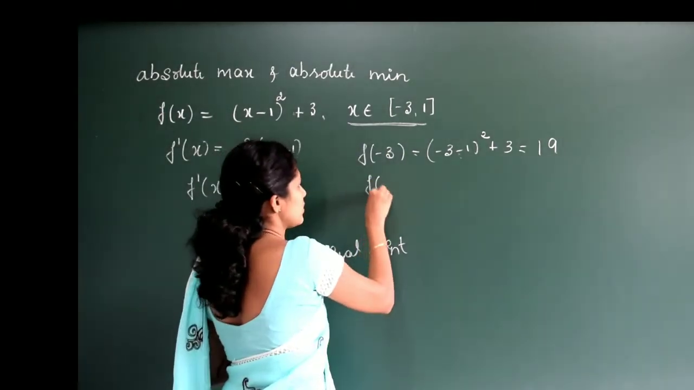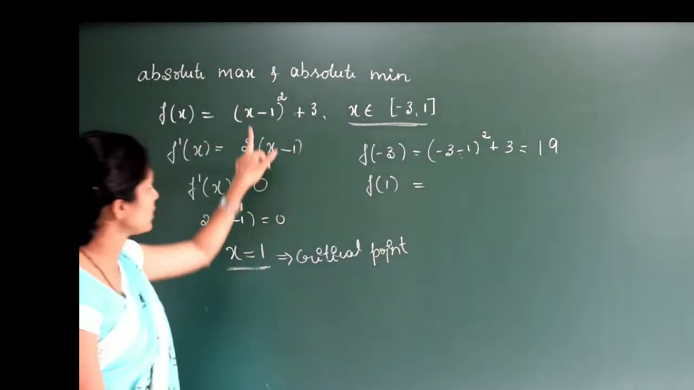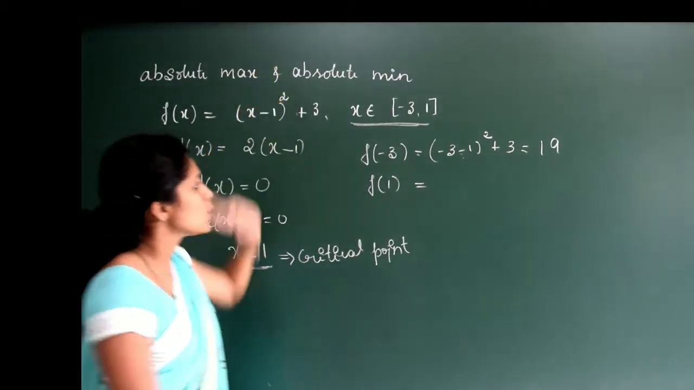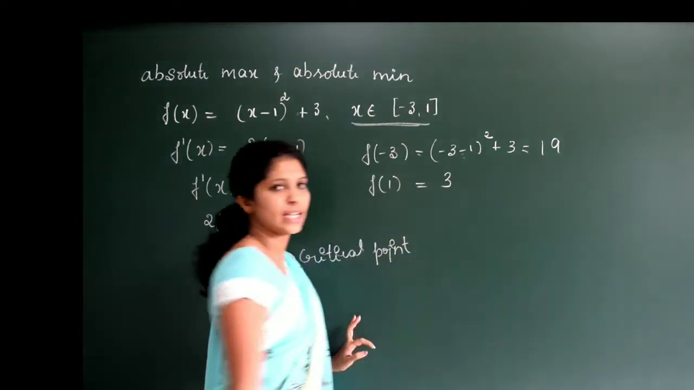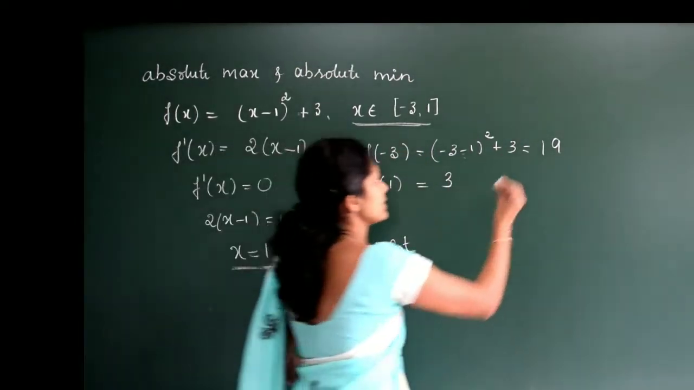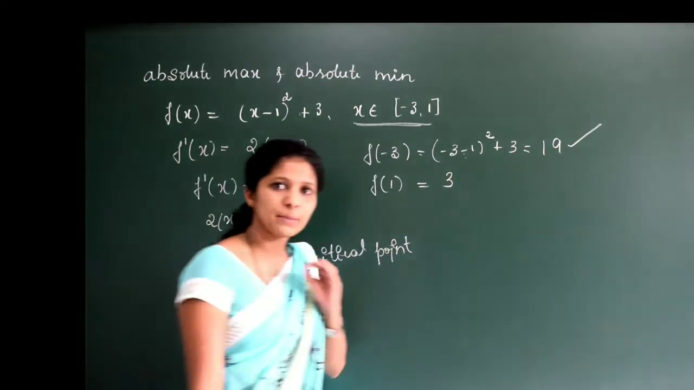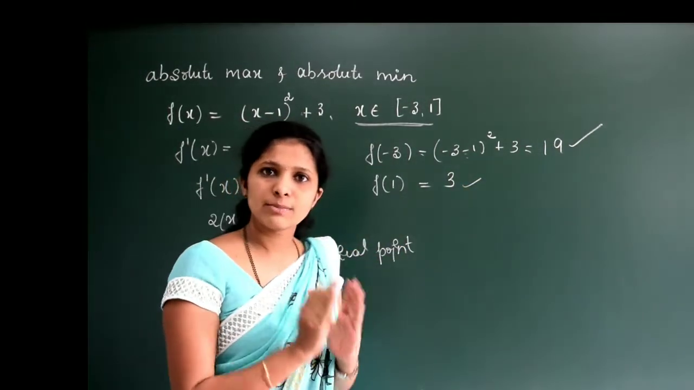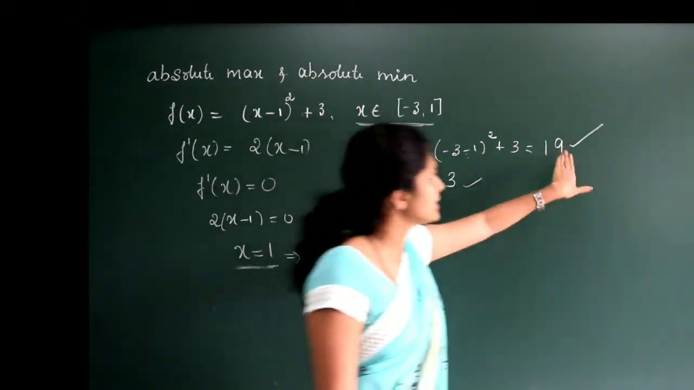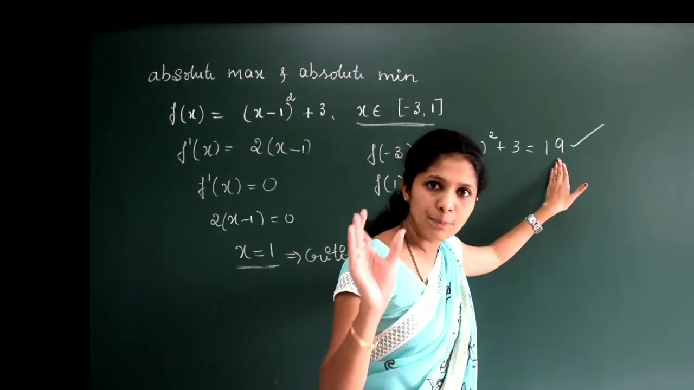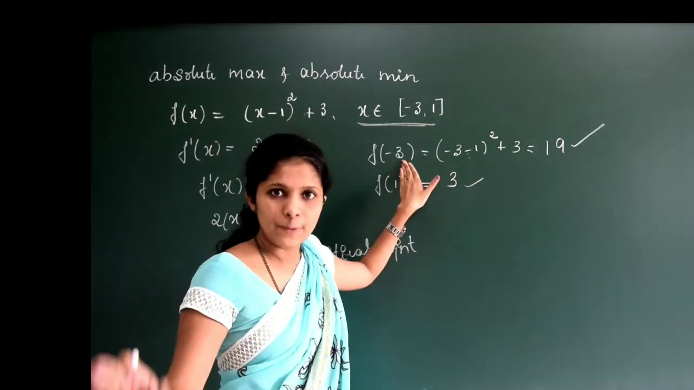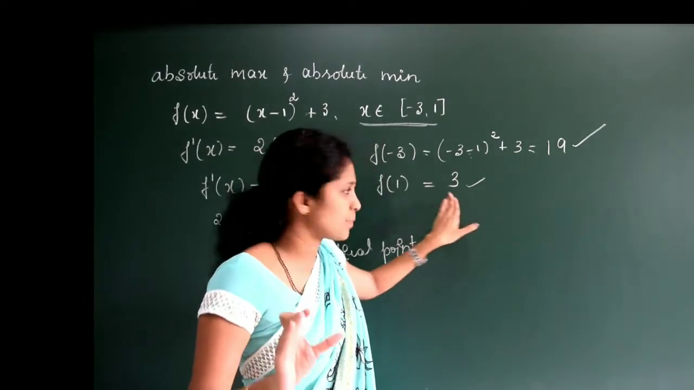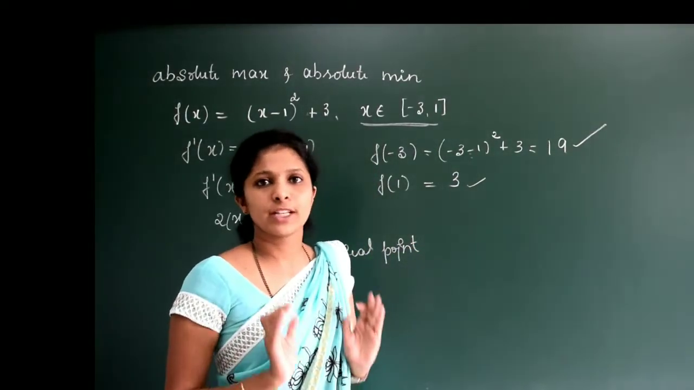Now f of 1. What is the value of f of 1? f of 1 is (1 minus 1) whole square plus 3, so 1 minus 1 will be 0. So we will get f of 1 as 3. Here which is the maximum value? Obviously 19 is the maximum value and the minimum value is 3. So finally what you have to write? The absolute maximum value of the given function is 19, which is attained at the point x is equal to minus 3. And the absolute minimum value of the function is 3 and which is attained at the point x is equal to 1. That should be the final answer.